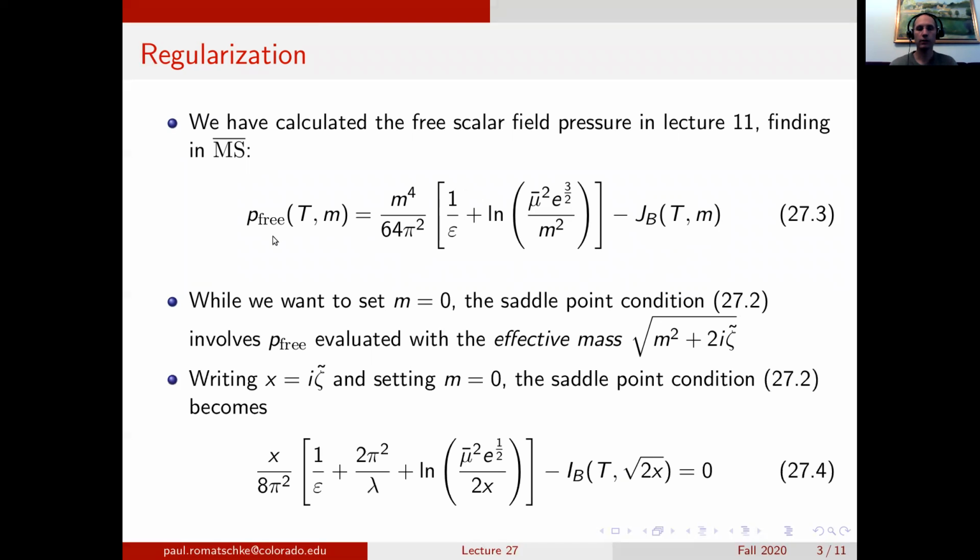To simplify notation, I'll write i times zeta tilde just as x, and setting m to 0, the saddle point condition given in the previous slide then becomes the following equation here, where x is supposed to be a solution of this equation.